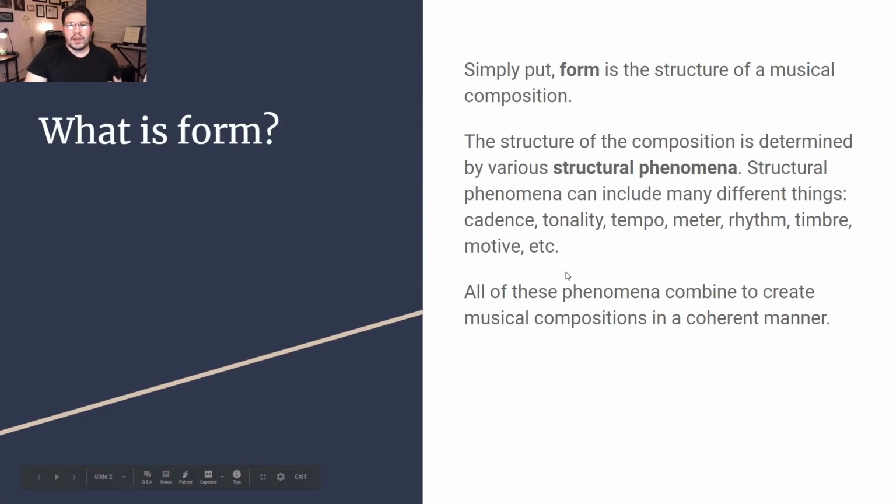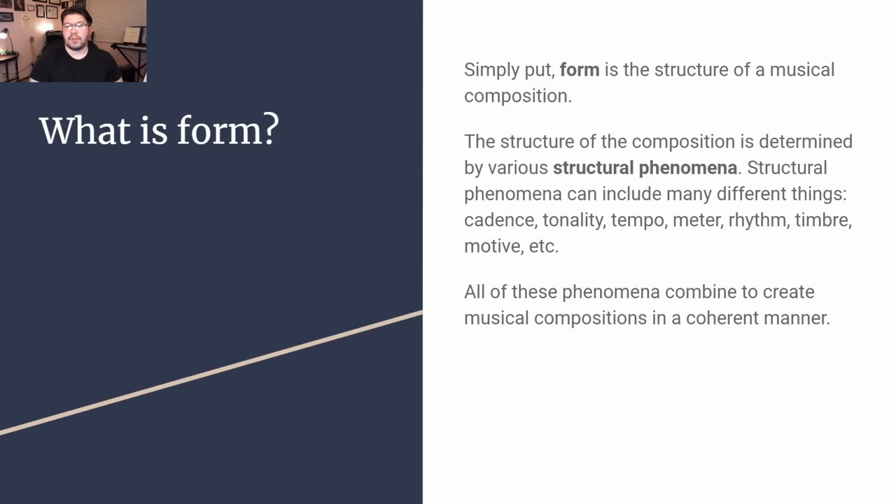So, it says, what is form? Form is a little bit more of a complicated subject, but we're going to simplify this. Simply put, form is the structure of a musical composition. It is what goes into making that musical composition work the way that it does. So it's a lot of different elements. And those elements, the structure, is determined by structural phenomena, which is a really fancy way of saying all the different pieces that make up the songs that we listen to.